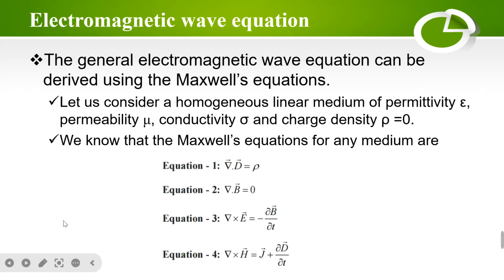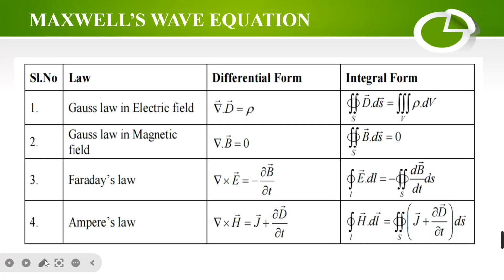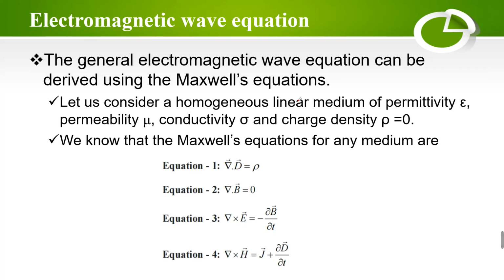And the fourth one is based on Ampere's law, that is, del cross H is equal to J plus dou D by dou t. So these are the four Maxwell's equations which we are going to use to derive the electromagnetic wave equation. Generally, the electromagnetic wave equation is derived from Maxwell's equations.